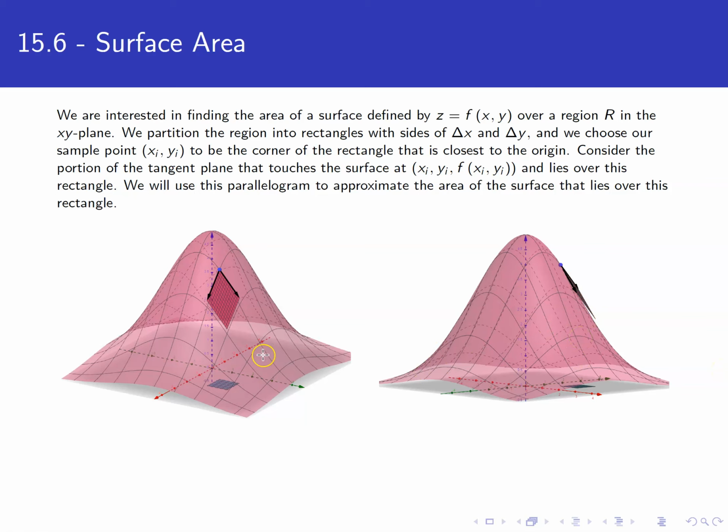The second picture is just the first picture rotated. Notice that we've got the surface over that region, but here is the parallelogram, and notice those are pretty close together. And you can imagine that we even get better approximations the more and more rectangles we have, i.e. the smaller that we make delta x and delta y, the finer we make the partition.